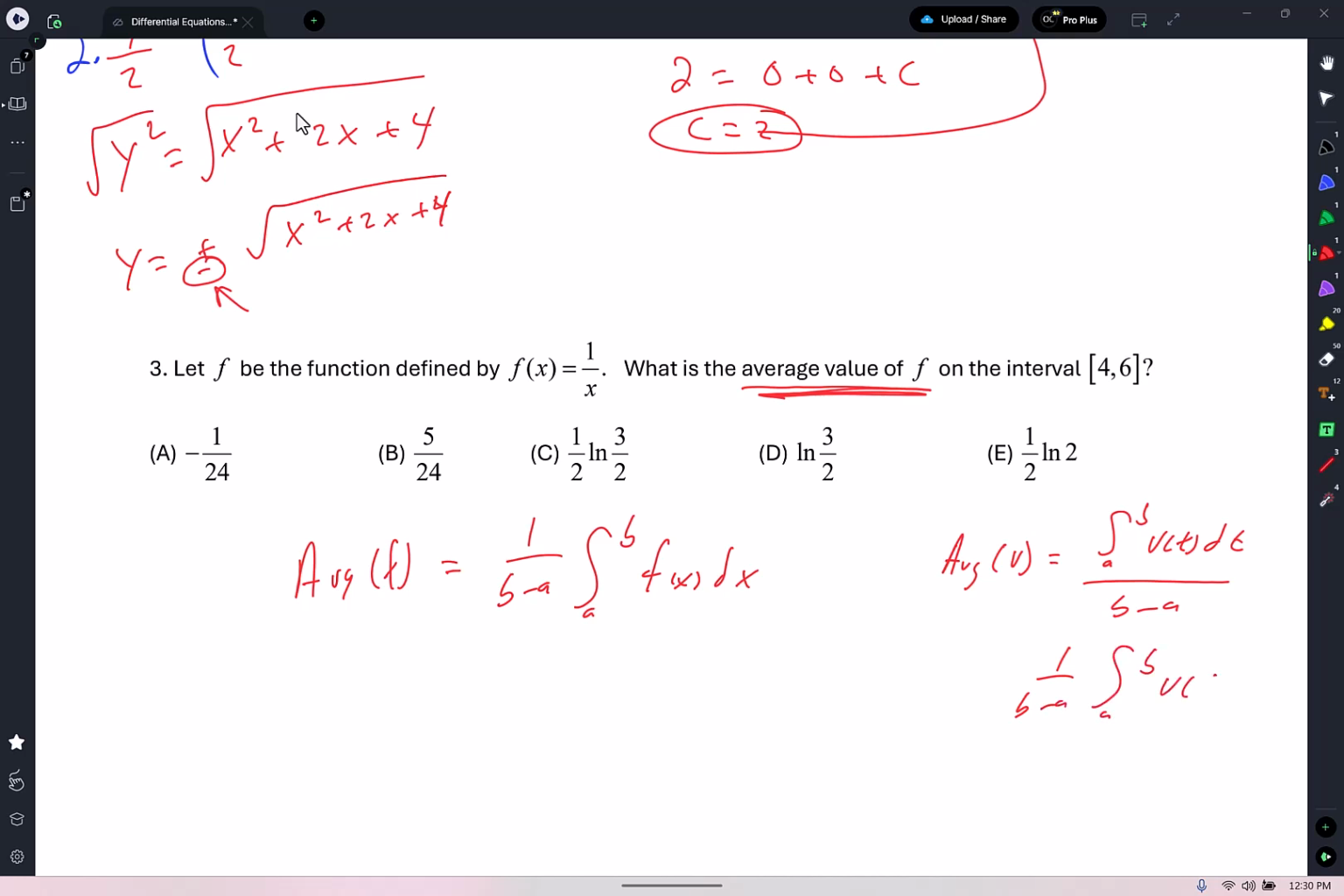But there it is. That's how we derived it. We derived it from that. All right, so here we go. I want the average value. 1 over 6 minus 4, integral from 4 to 6, 1 over x dx.